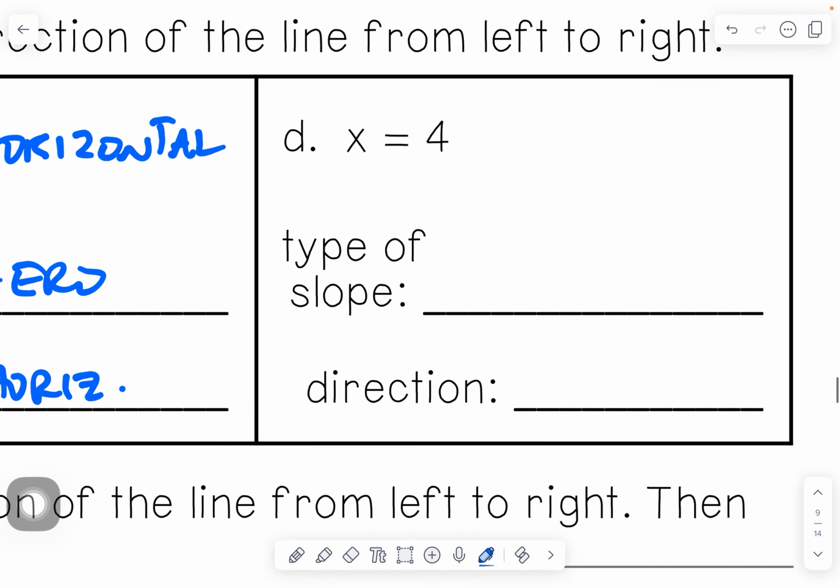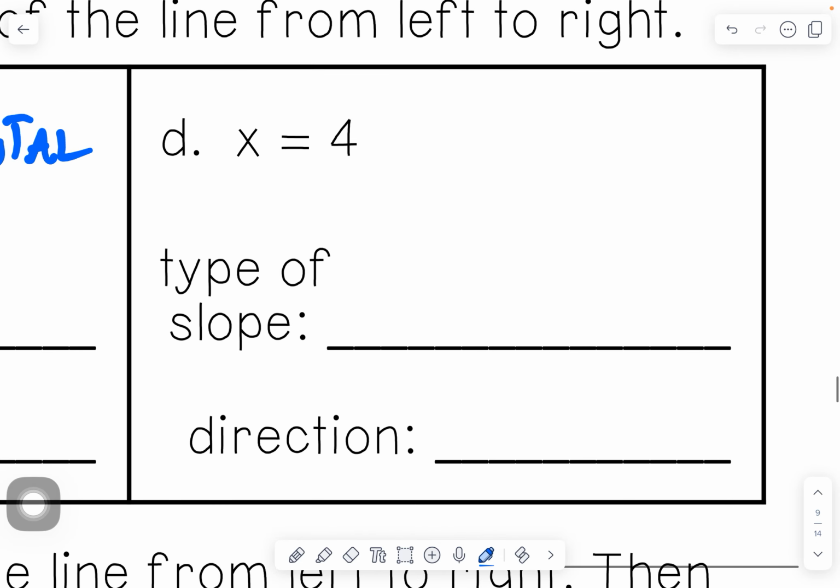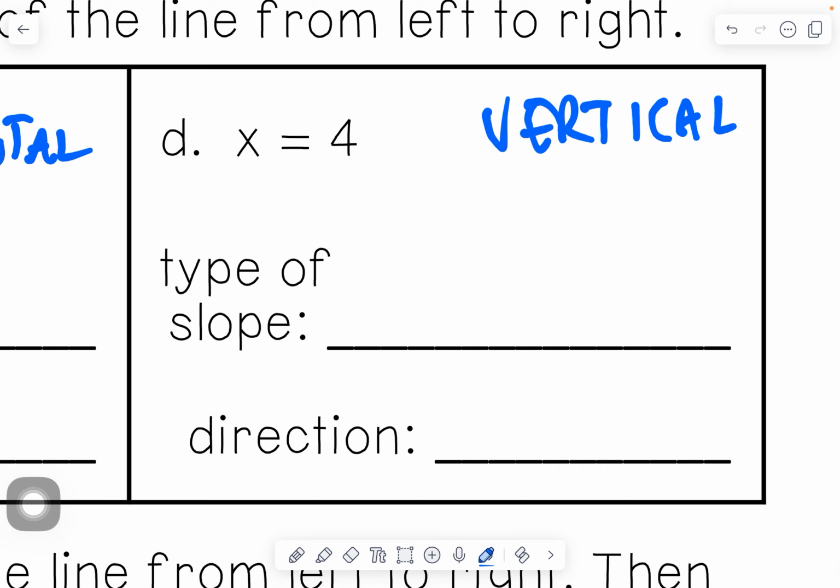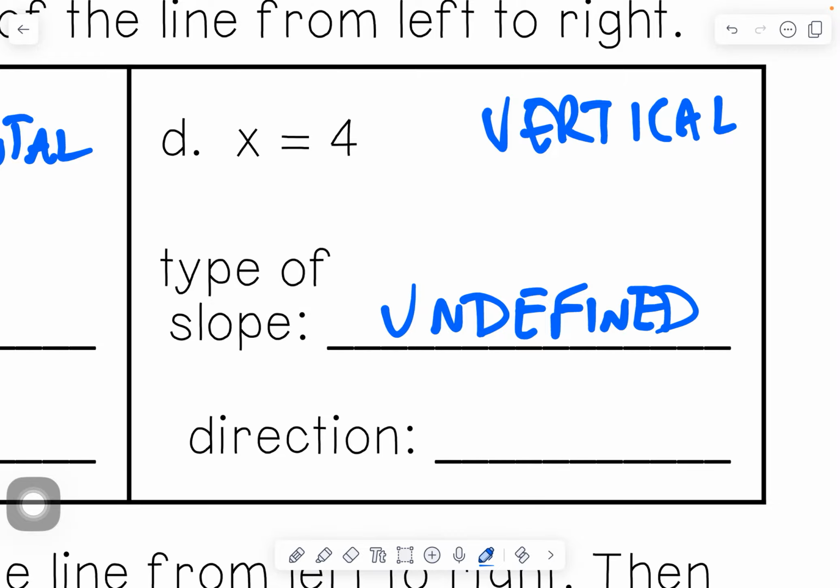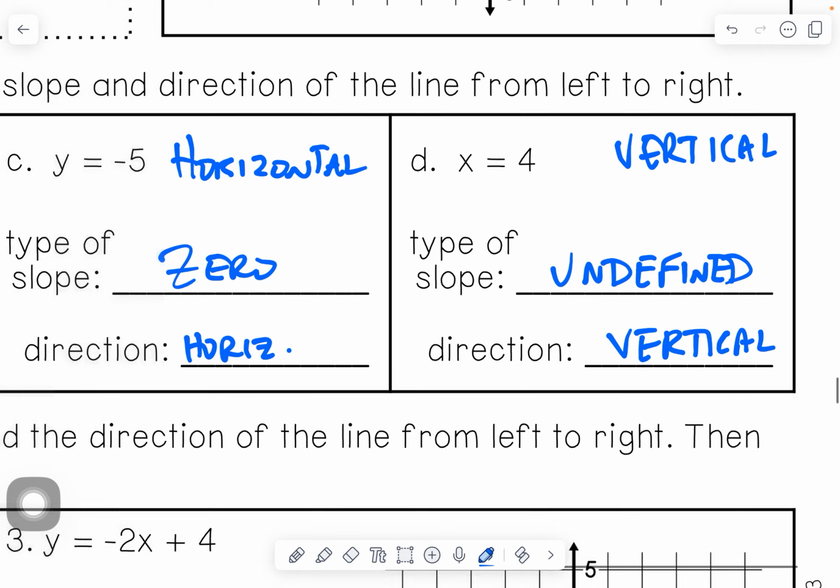And then when you have just x equals a number, again, vertical lines here, right? Special case. It is an undefined slope. Sometimes we get those mixed up between vertical and horizontal, but we'll catch on. And the direction is going to be vertical or up and down at whatever that x number is. So we just find 4 on the x-axis and we draw a vertical line.